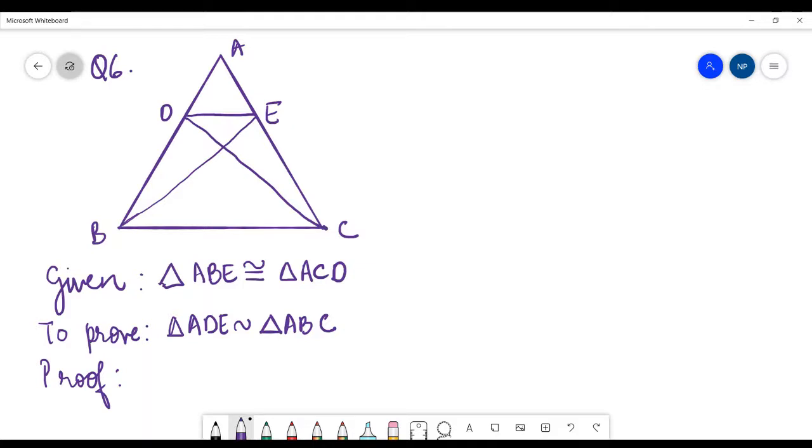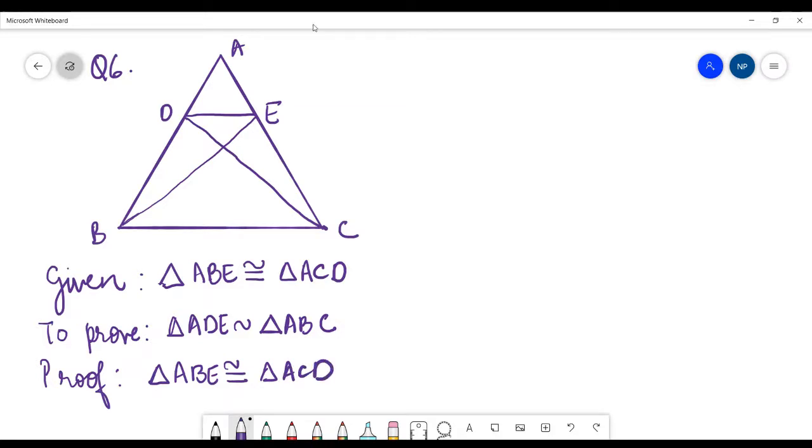ACD. To prove this, we will write that triangle ADE is similar to triangle ABC. The smaller triangle is similar to the bigger triangle. Let us start with the proof. We will write the first line: triangle ABE is congruent to triangle ACD, right?